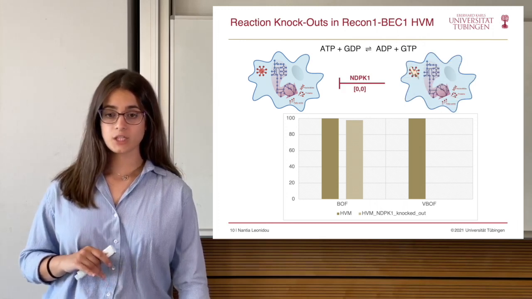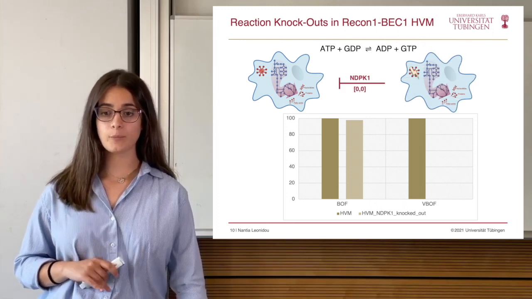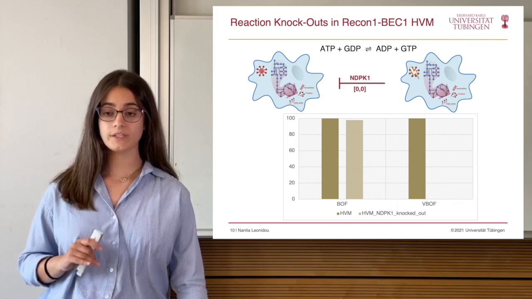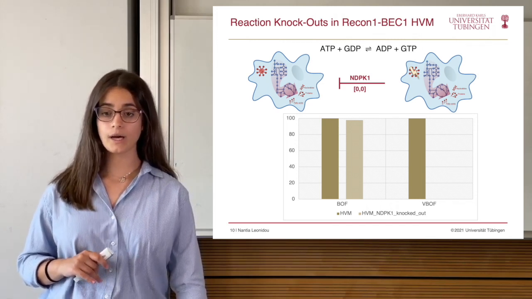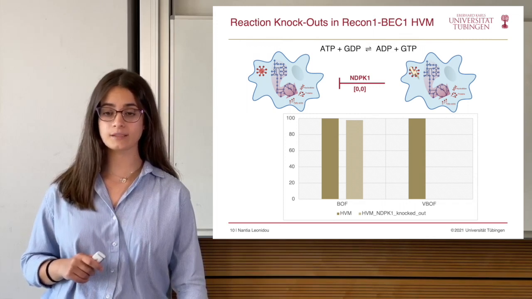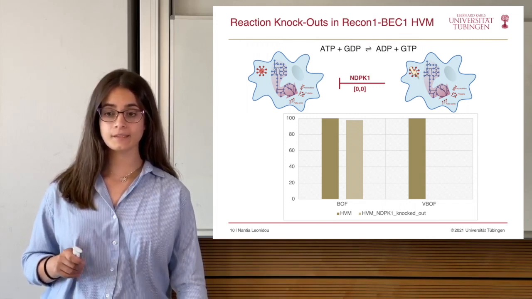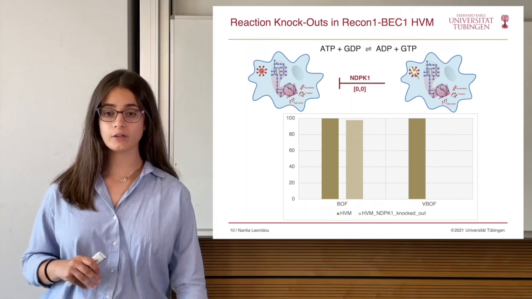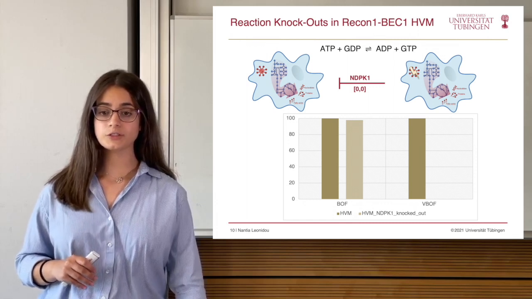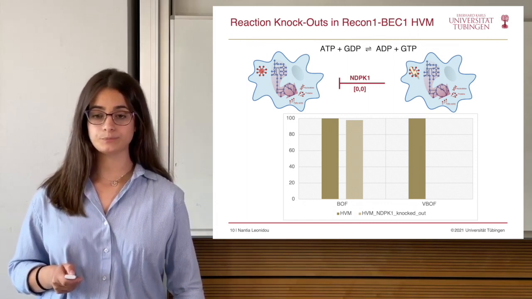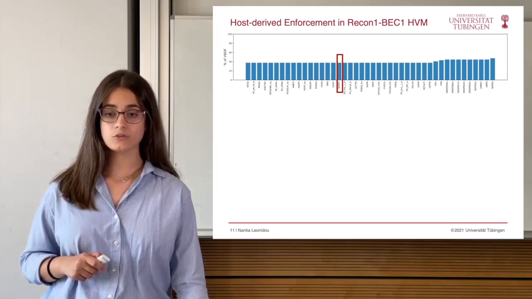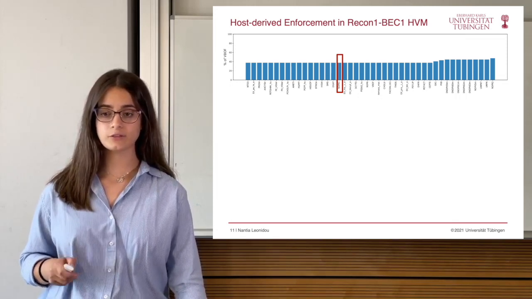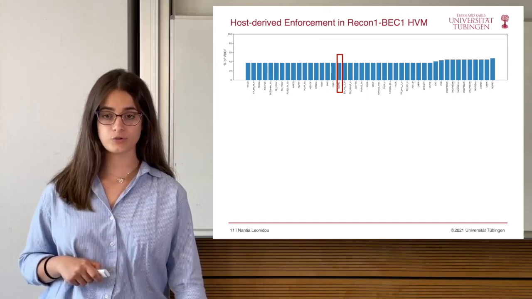Its complete shutdown after setting both upper and lower flux to 0 reduces the flux of the virus biomass to 0 while maintaining the host biomass at 98%. And as you can see in this plot, no viral growth was observed after knocking out NTPK1. The enzyme NTPK1 was also observed as a potential target in the second experiment, the host-derived enforcement.